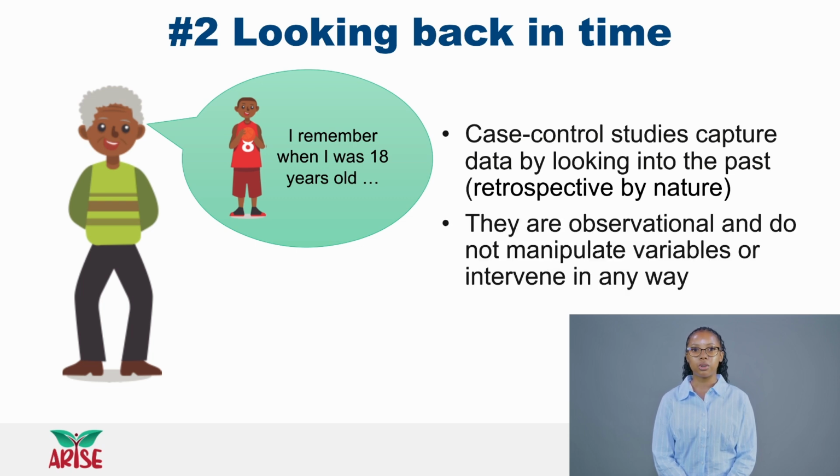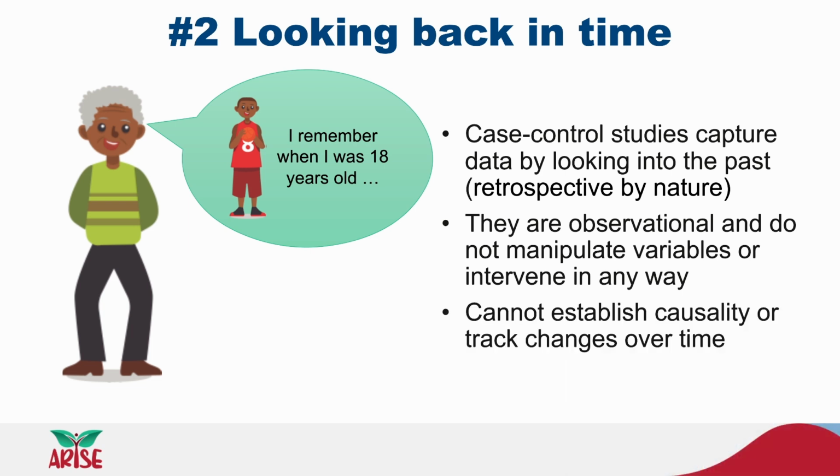It's always important to remember that case control studies are a type of observational study design. Researchers do not manipulate variables or intervene in any way. We leave this for experimental designs. In observational studies, we observe and collect data as it naturally occurred. Finally, case control studies cannot establish causality or track changes over time. They have low internal validity. They are designed to identify associations or potential risk or protective factors by comparing cases, those with a condition, and controls, those without the condition.